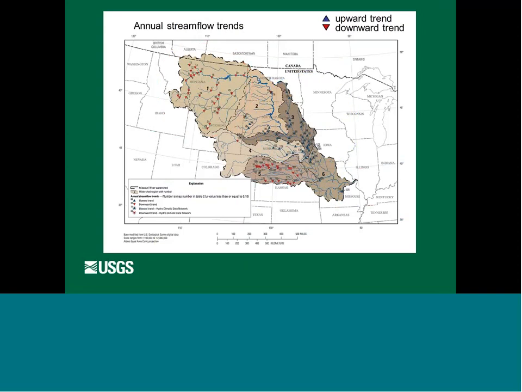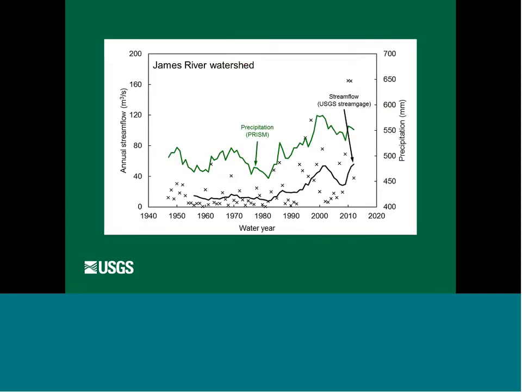And so what I'd like to do is show you one gauge right here, give you a little bit of an idea of the trends. Again, this is glaciated terrain. This is the James River, James River watershed, the gauge at Scotland, South Dakota.